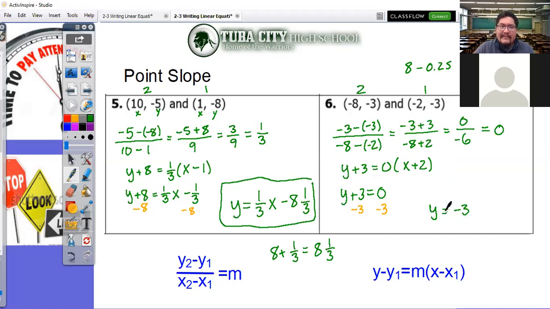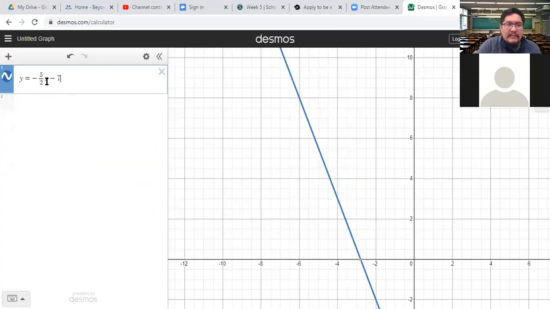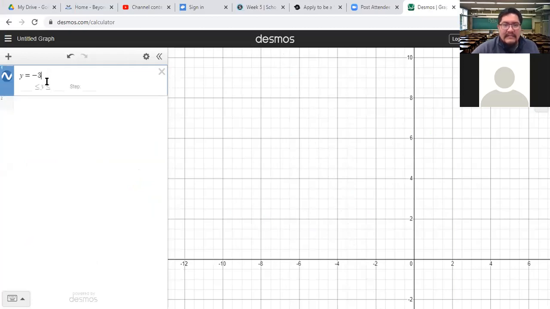But the question that we have now is, is this going to work? If I graph this line, is it going to have the point -2, -3, and -8, -3? Well, let's go ahead and go on to our graph, and let's see what it tells us. So let's graph out y equals -3, or y, oh wait, there's nothing at all here, so none of that is going to be there.